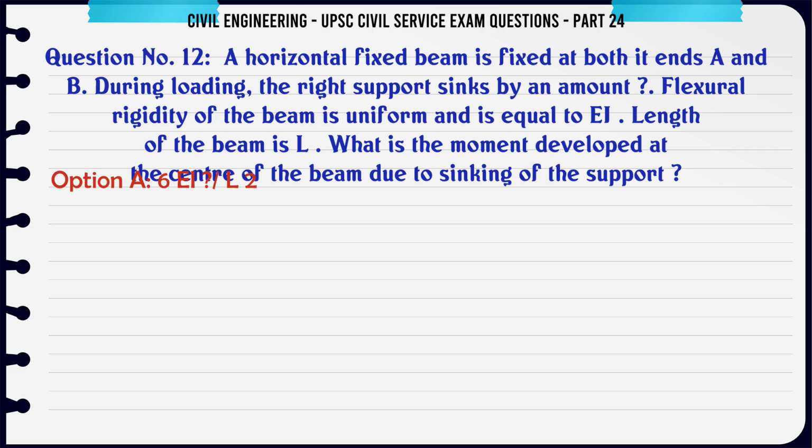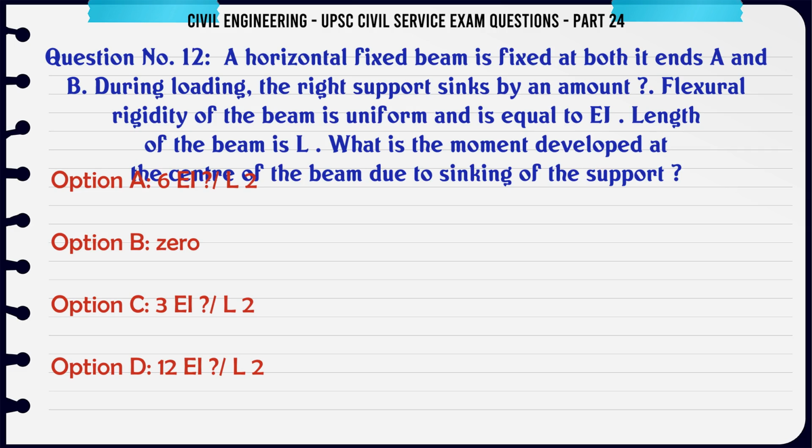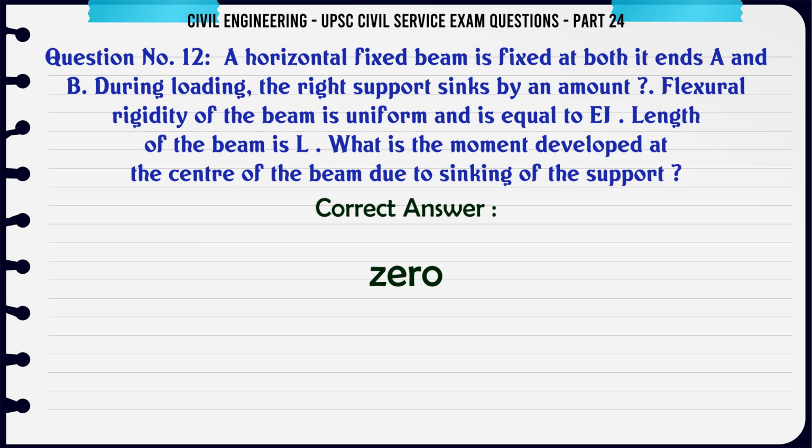A horizontal fixed beam is fixed at both its ends A and B. During loading, the right support sinks by an amount δ. Flexural rigidity of the beam is uniform and is equal to EI. Length of the beam is L. What is the moment developed at the center of the beam due to sinking of the support? A, 6EIδ/L²; B, 0; C, 3EIδ/L²; D, 12EIδ/L². The correct answer is 0.